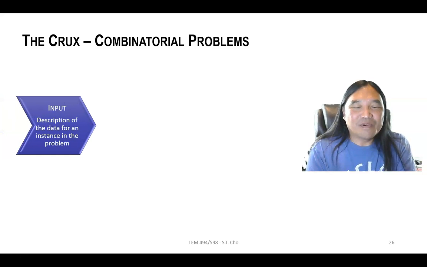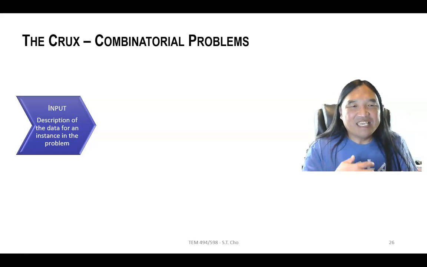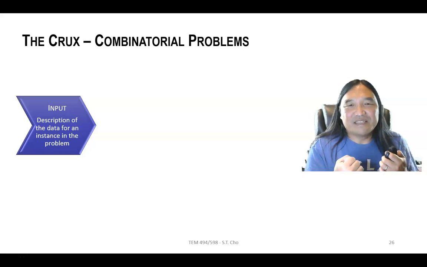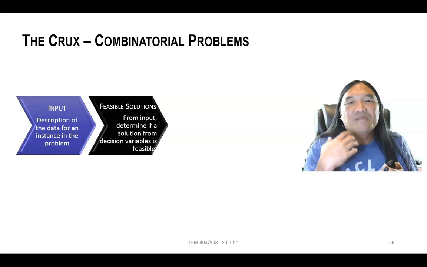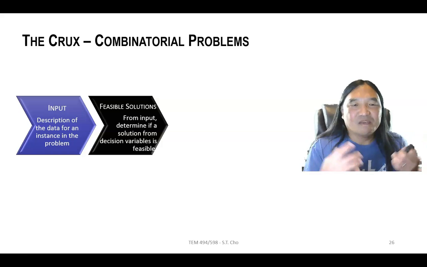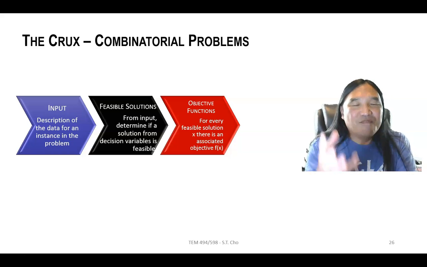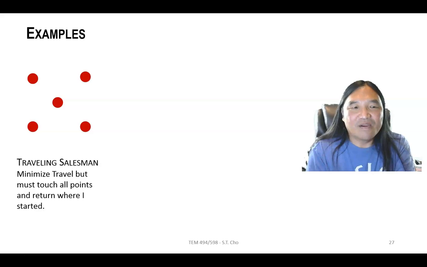Now, combinatorial problems means that you can have more than one combination of things. And so an input is data for an instance in the problem. And an instance means just one specific case. Feasible solutions come from whether or not the decision variables are feasible. And objective functions is for every value of x, there's an associative objective of x. And so the goal is to find that x that minimizes the error.